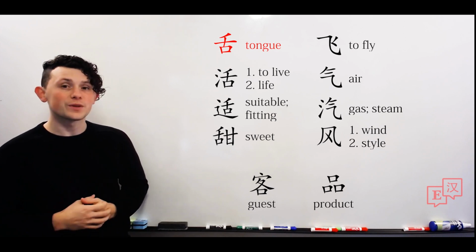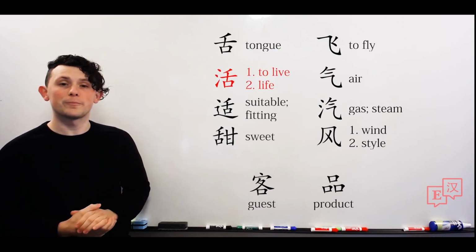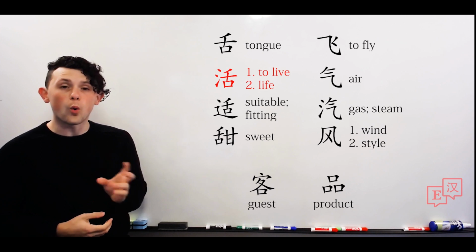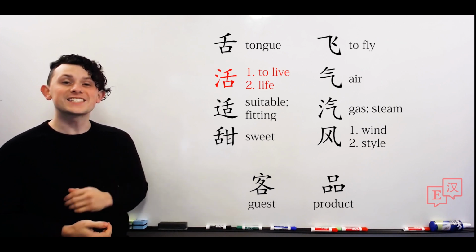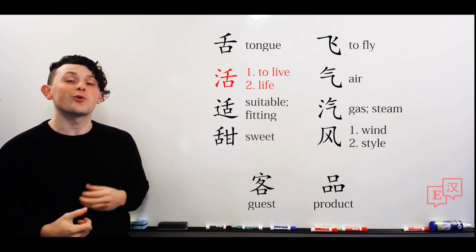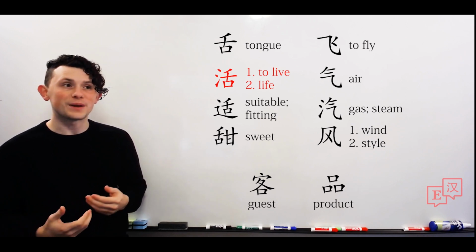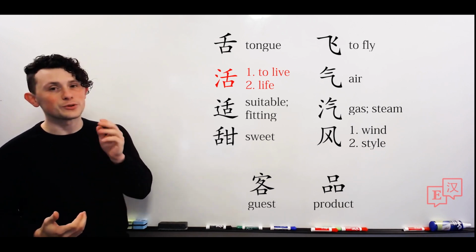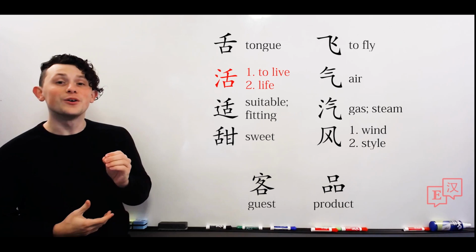For instance, 活. This character means life or to live, because in order to keep living, we need to at least get 3 drops of water on our tongue. 活.